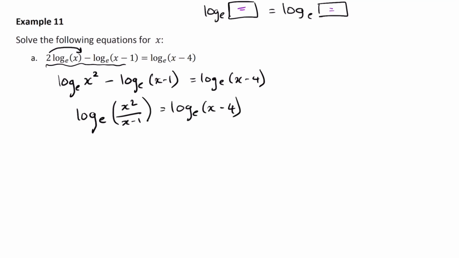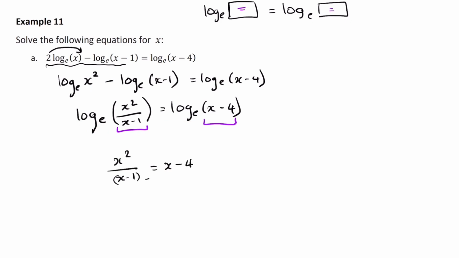And now hopefully you can see this scenario here. What I can do now is equate the insides because the outsides are the same. They're both log e of something. If that is equal to each other, then the inside must likewise be equal to each other. So that's going to be x squared on x minus 1 is equal to x minus 4.